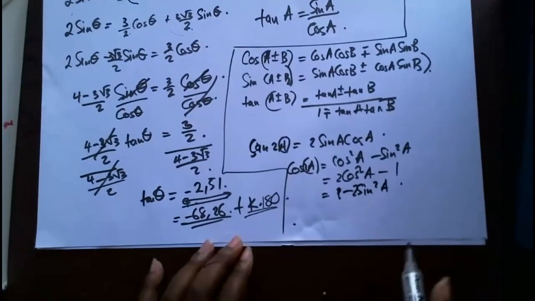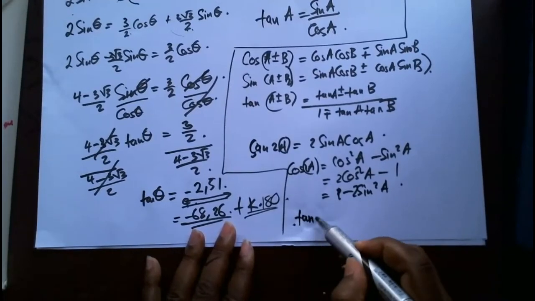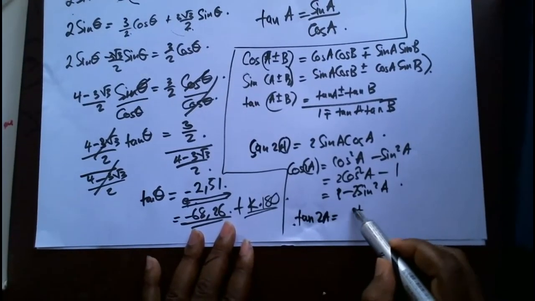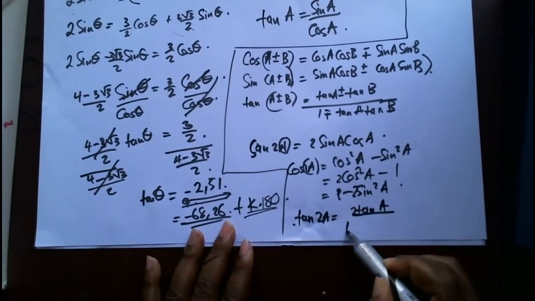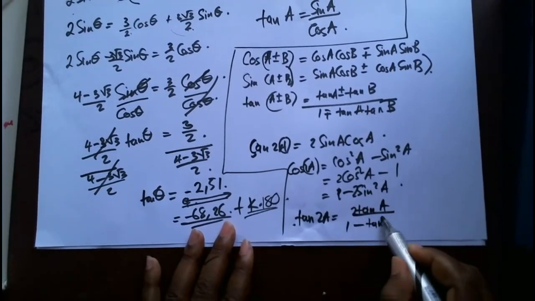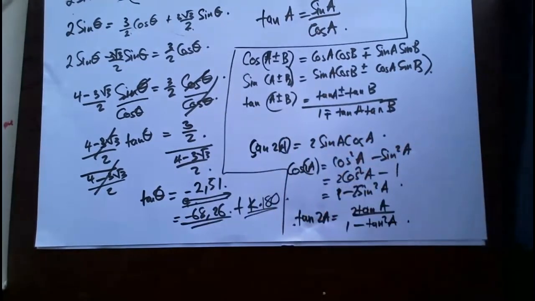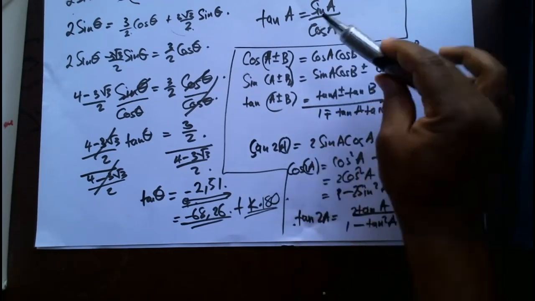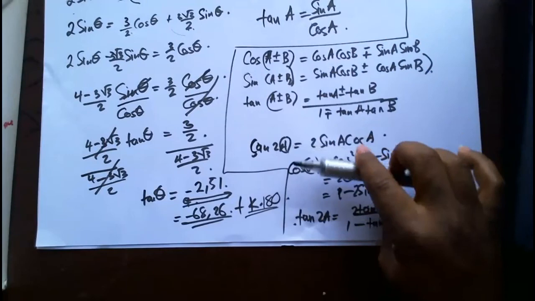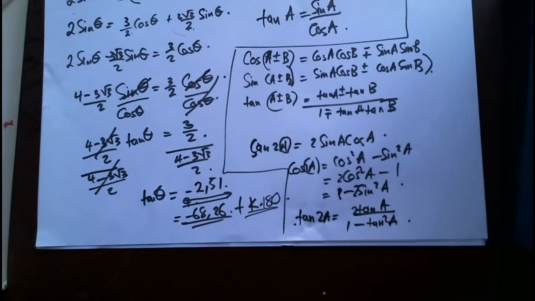The last one is for tan. So tan 2A is equal to 2 tan A over 1 minus tan squared A. Those are your identities. Normally, they are given to you on a formula sheet. But the ones that we must really know are these two, because the third one is not very difficult. So I would encourage you to do your work, because practice gives you better understanding of the concept.